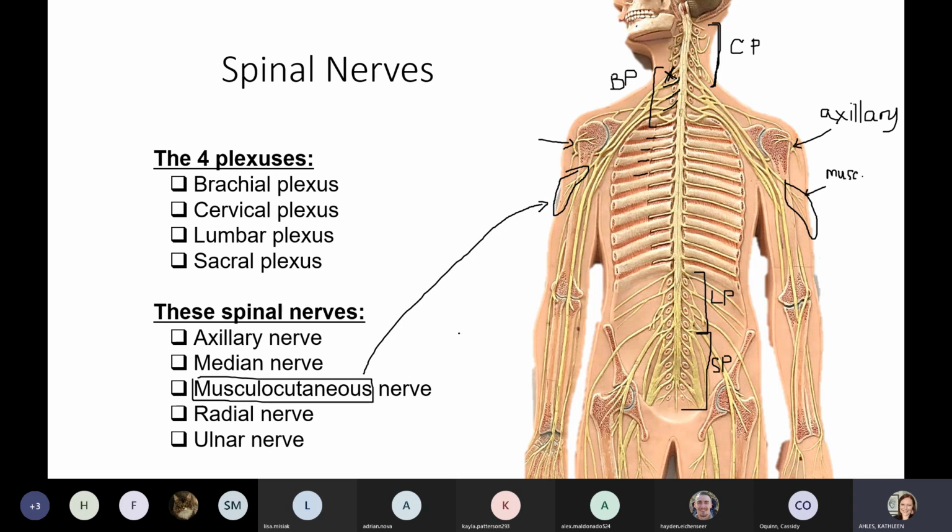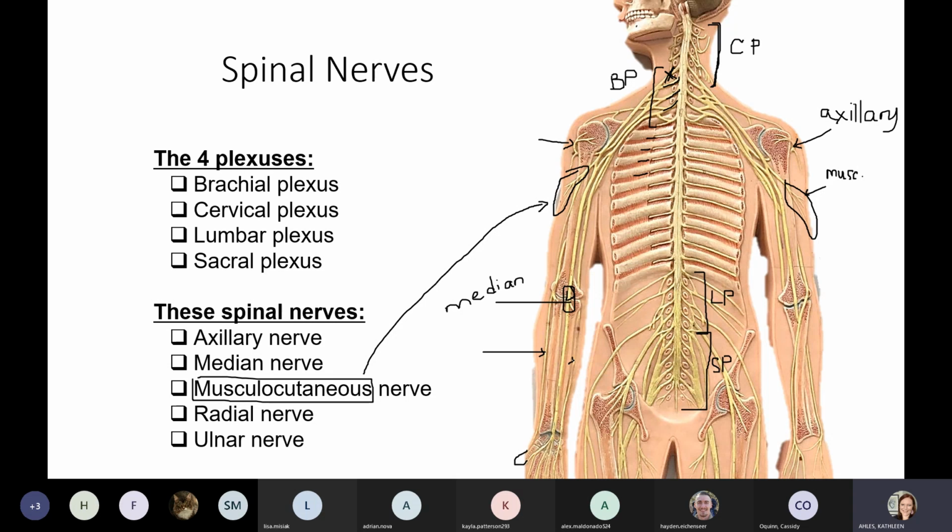Then we get down into our nerves that are in the forearm. The good news is that they are named based on bones or, for this one right here, based on the fact that it's in the very middle of the arm. So my middle nerve in the forearm is the median nerve. It's in the middle. And on either side of it, I've got a couple more nerves.